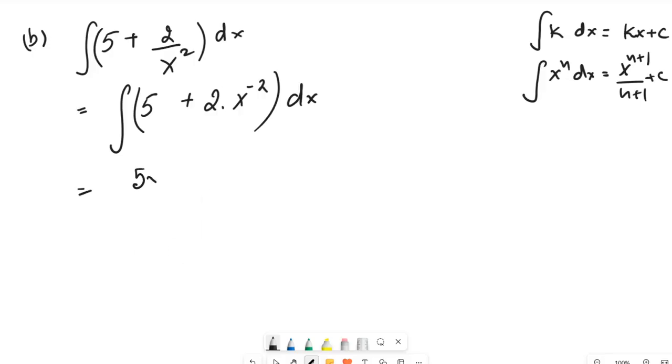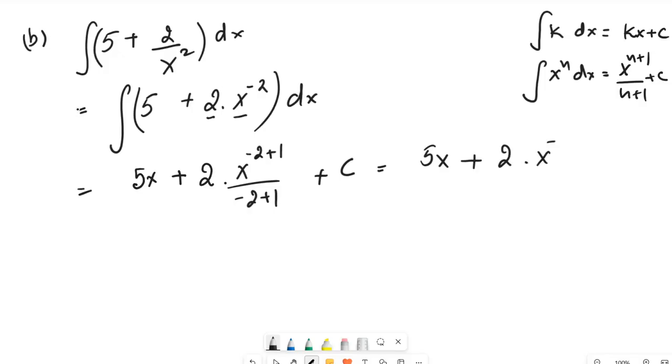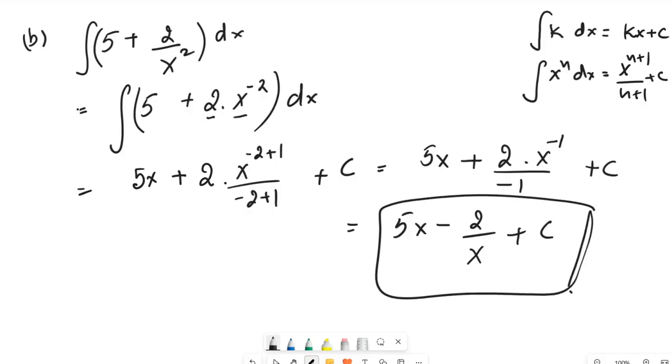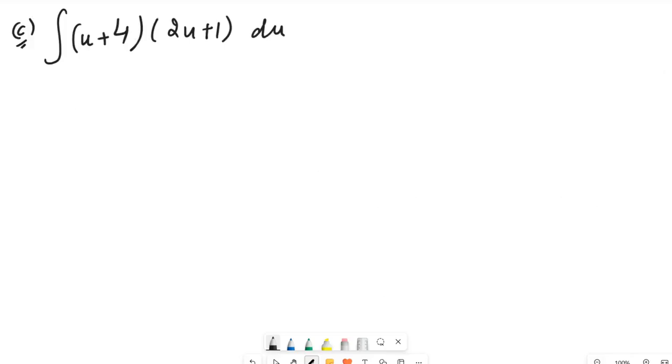So what do we have? The integral of 5 is 5x because 5 is just a constant, plus 2 is a constant multiplier, so leave it here. x to the power negative 2 plus 1 by negative 2 plus 1, plus c. 5x plus 2 times x to the power negative 1 by negative 1, plus c. 5x, negative times negative is positive, 2 x to the power negative 1 will go in the denominator. This is your answer.